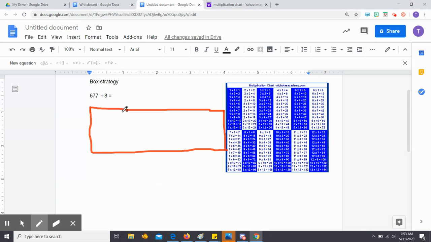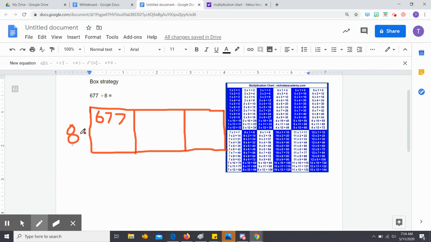All right, so I'm going to create a box. And because there are 3 digits in what I'm dividing by, my box is going to have 3 separate sections. I'm going to write what I'm dividing by over here, and I'm going to write the entire thing that I am dividing in the box. Okay? Now, when I'm doing this, I know I'm probably not going to be able to use my multiplication chart how I normally would. I'm going to have to do some thinking and some estimating.